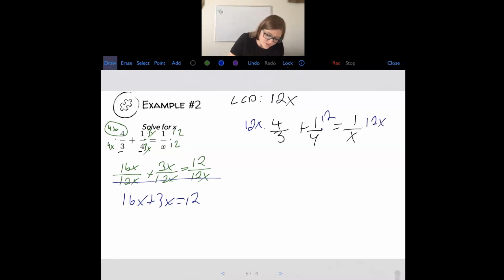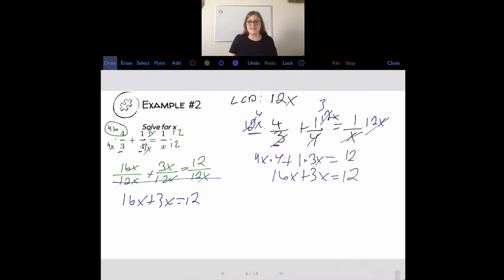Okay, so now there's some division. We have 12x and 3. 3 divides into 12 4 times. So now we have 4x times 4. Plus 4 divides into 12 3 times. So now we have 1 times 3. X divides into 12x. Our x's cancel out to get 12. That should have been an x there. Okay, so now I have 16x plus 3x equals 12. This gets us to the exact same place.